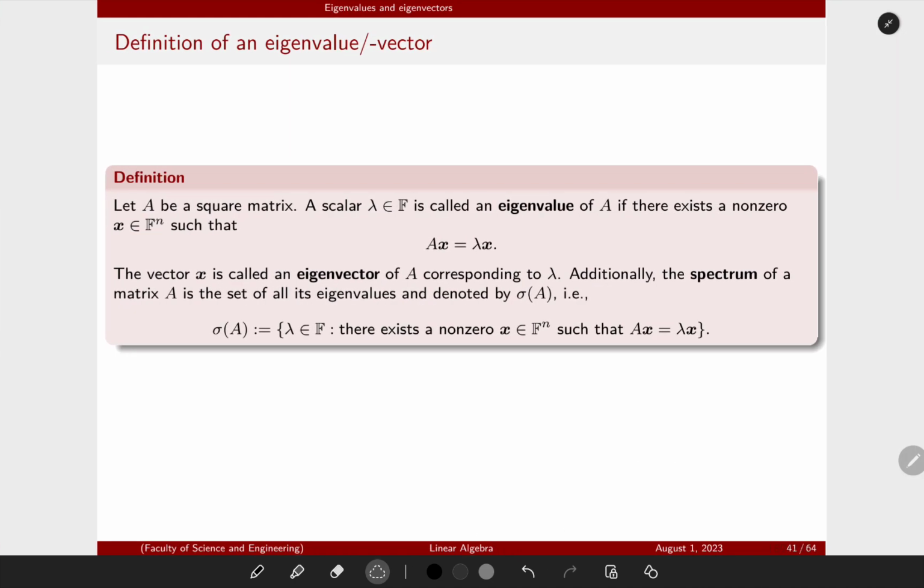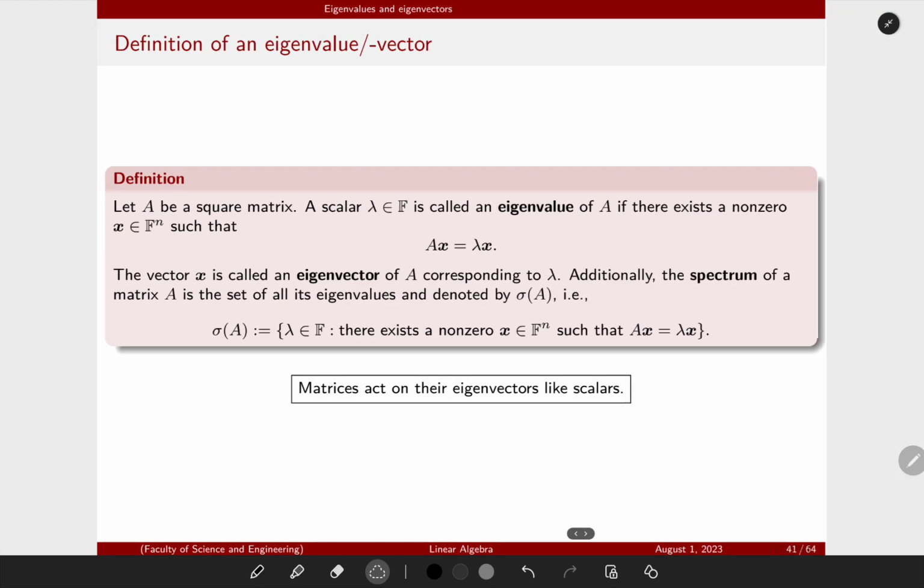Additionally, we have another definition, which is called the spectrum of a matrix A. This is the set of all its eigenvalues, so the set of all lambdas which satisfy this definition: there exists a non-zero n-vector x such that Ax equals lambda x. And basically the idea behind an eigenvector is that a matrix acts on its eigenvector like a scalar. We go from Ax to lambda x, where lambda is a scalar. So multiplying by A is like multiplying x by a scalar, which is lambda.